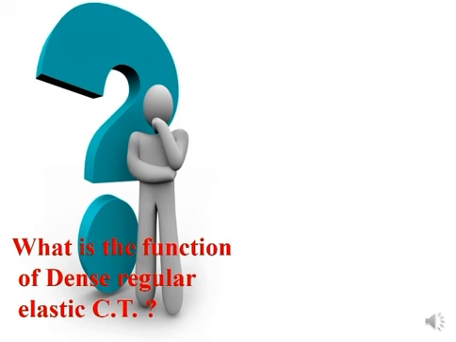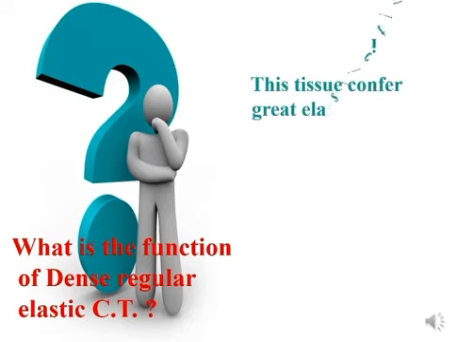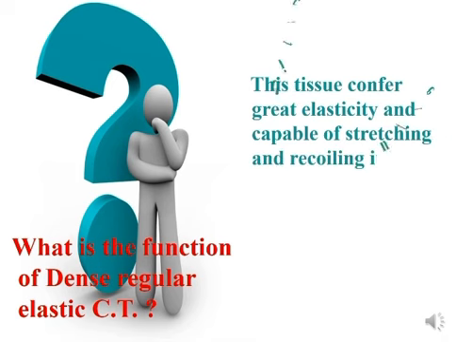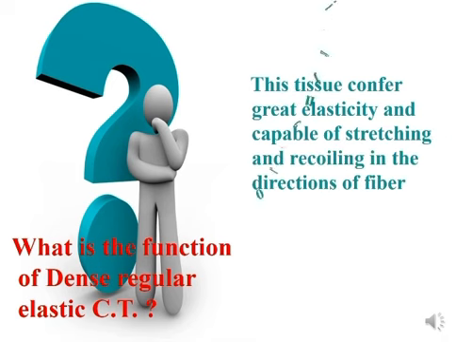What is the function of dense regular elastic connective tissue? This tissue confers great elasticity and is capable of stretching and recoiling in the direction of fiber orientation. يعطي مطاطية عالية جدا بحيث ممكن أنه يتمدد التشو ويرجع إلى وضعه الطبيعي بعد إزالة الفورسز اللي تكون باتجاهها.